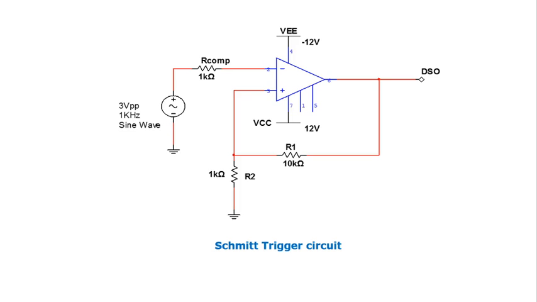The Schmitt Trigger Circuit will be like this. It uses the positive feedback. R1 and R2 provide the positive feedback. R compensation resistor is used to compensate the losses because of input bias current and input offset current. We will apply the input voltage 3 volt peak to peak, 1 kilohertz.